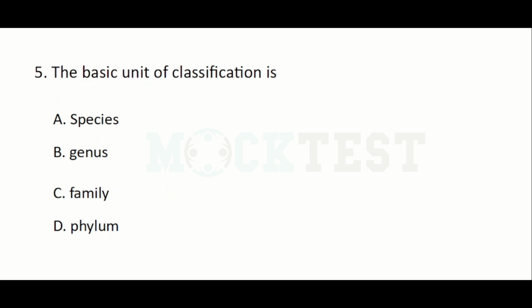The basic unit of classification is option A species, option B genus, option C family, option D phylum. The basic unit of classification is species.